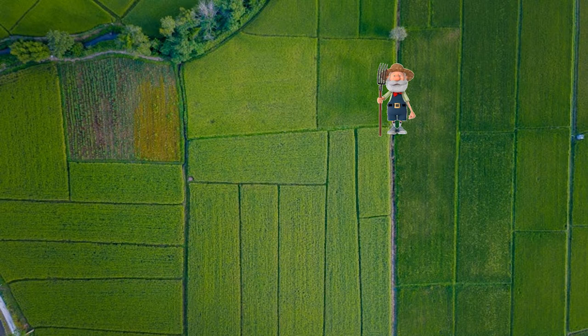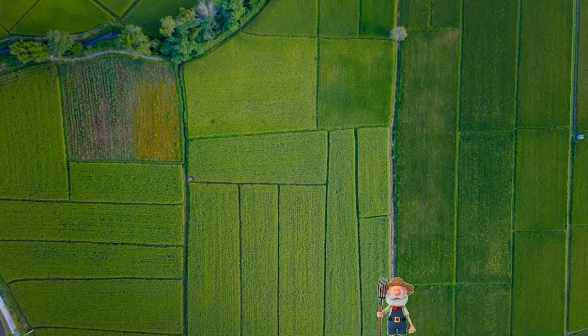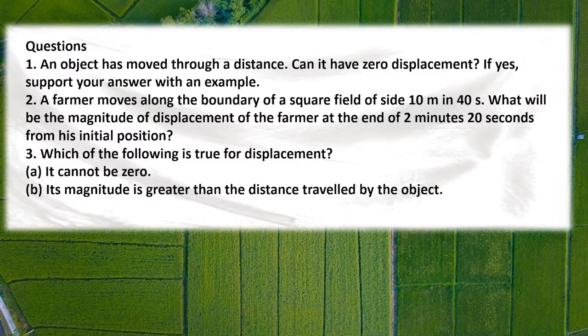Answer 2. Side of the square field is 10 meter, hence perimeter will be 40 meter. Time taken to cover distance is 40 seconds, therefore 1 meter in 1 second. Distance covered by the farmer in time 2 minutes 20 seconds, that is 140 seconds. Total number of rotations is total distance by perimeter equal to 3.5. Therefore, the farmer will rotate 3 full rounds and 1/2 round of the field.